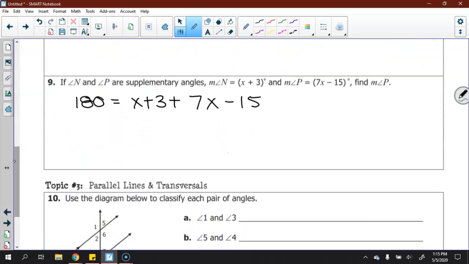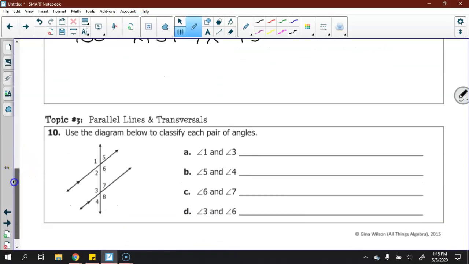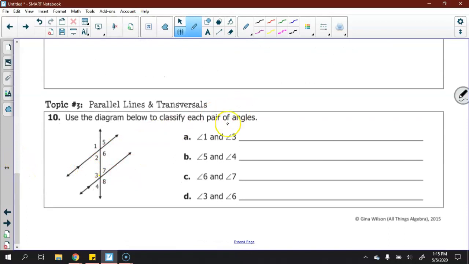Ready to move on to parallel lines and transversals? My goal is in like an hour or a little extra to get you guys through at least setting everything up so you can finish it. That way on your own, you only have to spend about an hour on it. So that's the goal. All right, so for this one, it says use the diagram below to classify each of the angle pairs. It starts off with 1 and 3. 1 and 3 right here. These are corresponding.